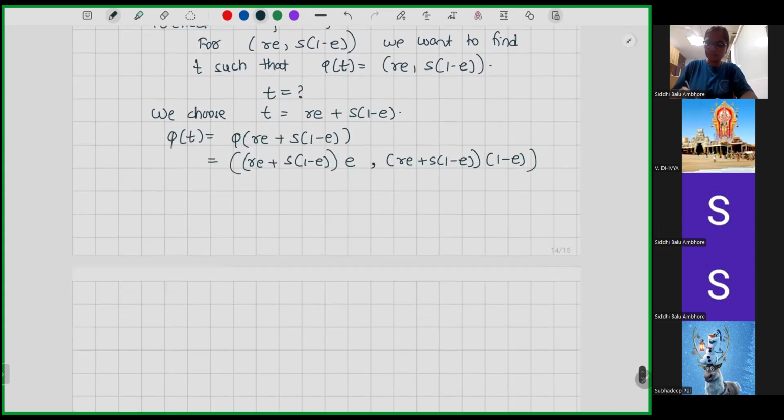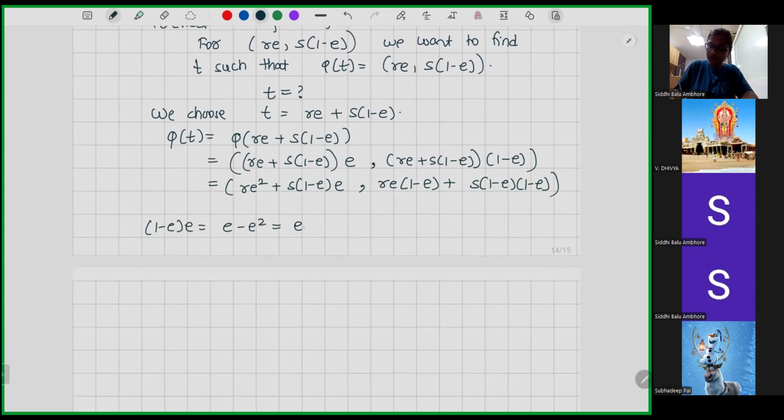Okay, and now we will simplify. So it is Re squared plus S(1-e)e, comma Re(1-e) plus S(1-e)(1-e). This is just me applying the definition. And let us calculate what this is. (1-e) into e is what? e minus e squared. But it is what? e minus e, which is 0.